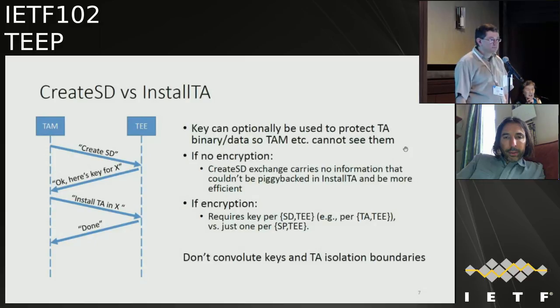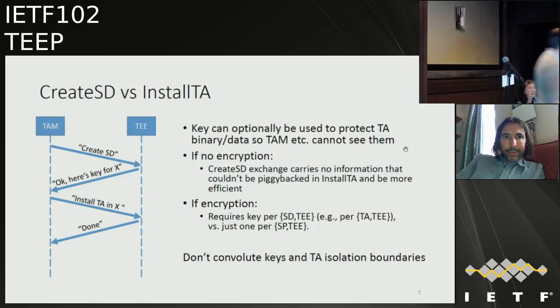SP AIK, anonymous encryption key, is a newly generated one. On first secure domain creation, you generate the SP encryption key and send it back to the TAM. In future, for a second secure domain, you don't need that, so you already have it. That is the current document, so it's not required to have a separate one. So I think we need to move on.